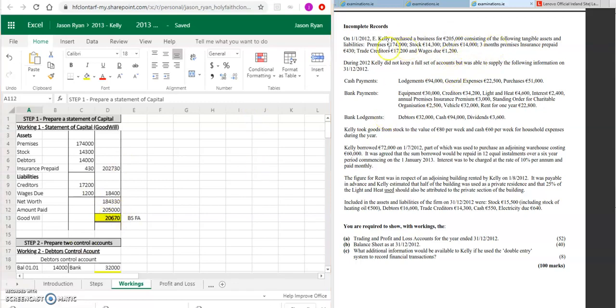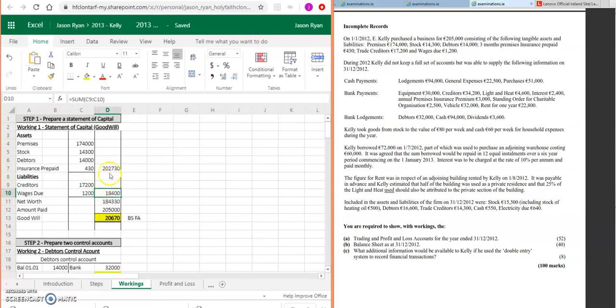So in this question, we've got our assets of premises, 174,000, we've got stock, 14,300, we've got debtors, 14,000, we've got 3 months insurance prepaid, 430. It's just going to make a list of each one of those 4 and add them up. Then your liabilities are going to be made up of your trade creditors of 17,200 and your wages due of 1,200. So just add those 2 up, and that's going to give you total liabilities.